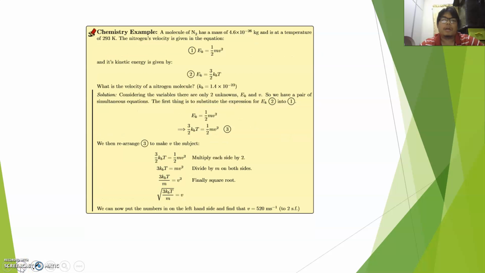So this is how we use the concept of simultaneous equations in this chemistry problem. You can try to solve this problem, and we will discuss it in our tutorial class. Thank you.